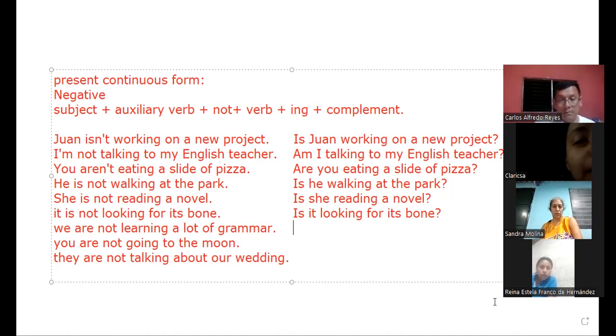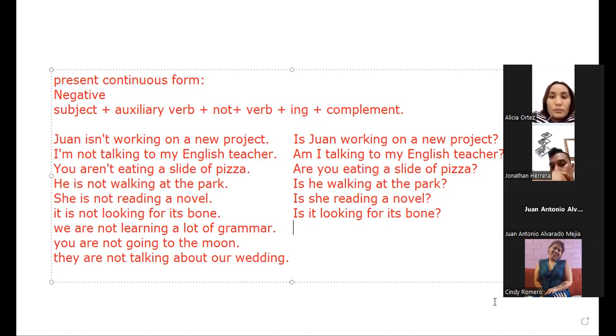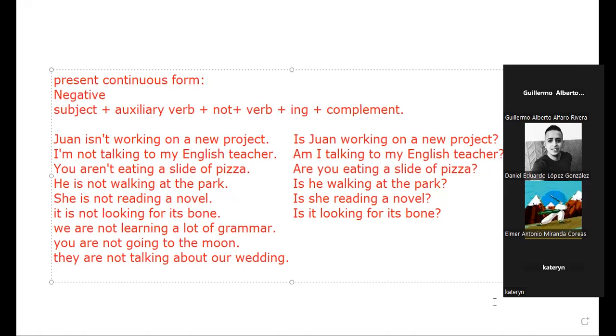Disculpe que lo interrumpa. Isn't it? Yeah. Looking for its bone. Yes, looking for its bone. Isn't it? Okay.